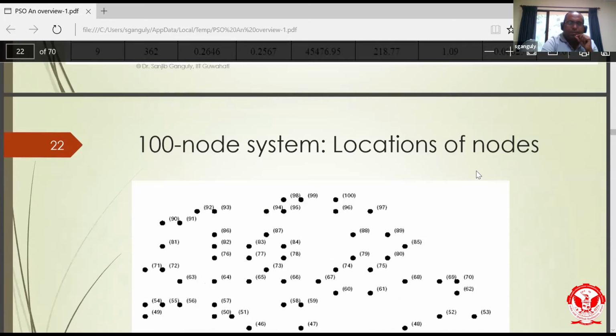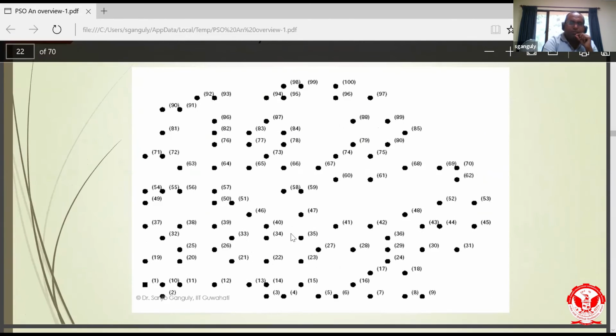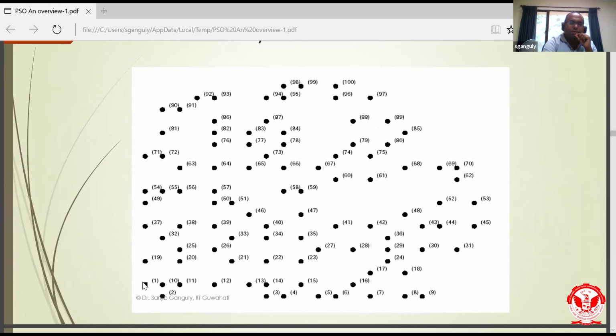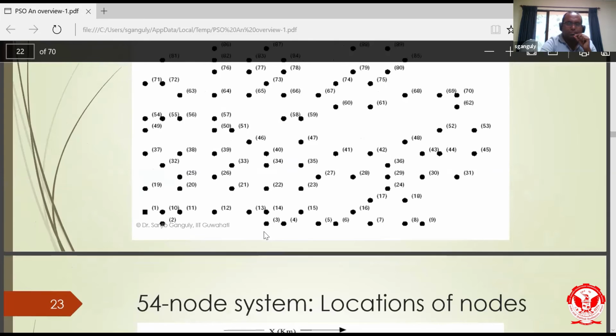This is a typical 100 node system. Here we do not have any existing network. We only know that the substation is located at node 1, and all other nodes should be connected with this particular node. How to connect and construct the network is also the optimization problem, and also what sort of conductors we will choose.